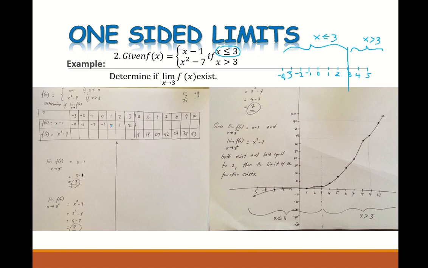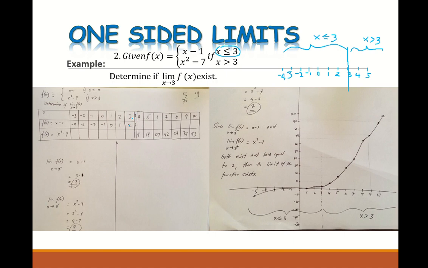When x equals 2, 2 minus 1 equals 1. When x equals 3, 3 minus 1 equals 2. Okay, so that is considering the left hand, the left part of 3, the left hand limit, or the left hand interval. Now if you consider the right hand interval, we also have to begin with 3.